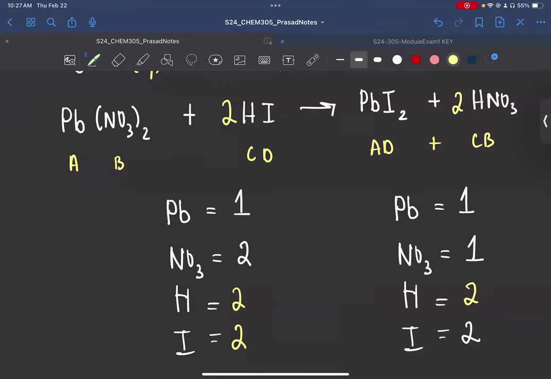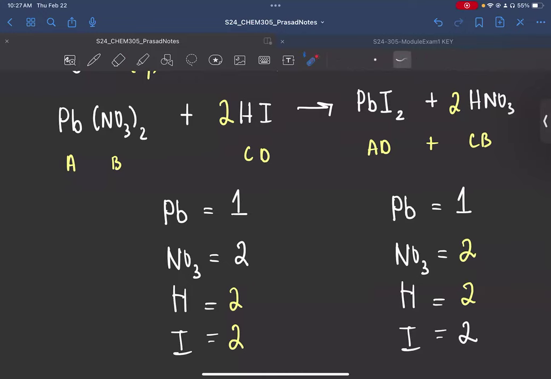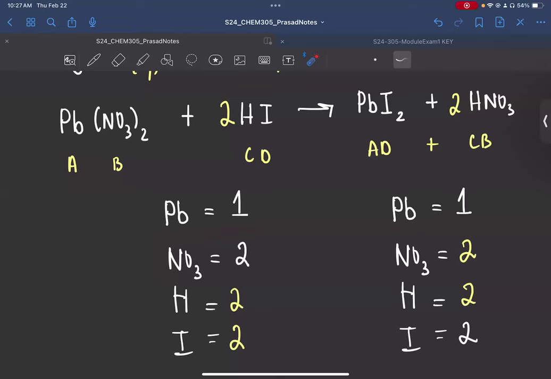Okay. But I've also unintentionally increased the number of nitrates. There are now two. Iodine is balanced. Hydrogen is balanced. Let's now check NO3. There are two NO3s on the left. There are two NO3s on the right. So due to sweet serendipity, we've already balanced the NO3. There's only one lead here, one lead here. Sweet serendipity. It's done. Anyone have any questions on the numbers?